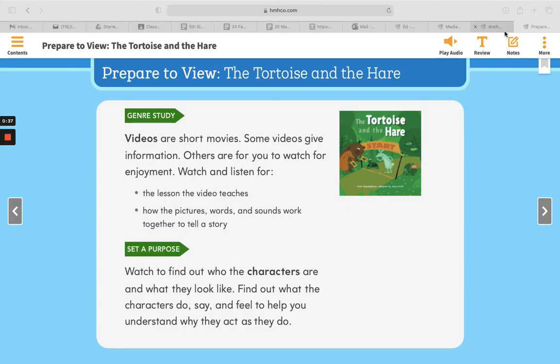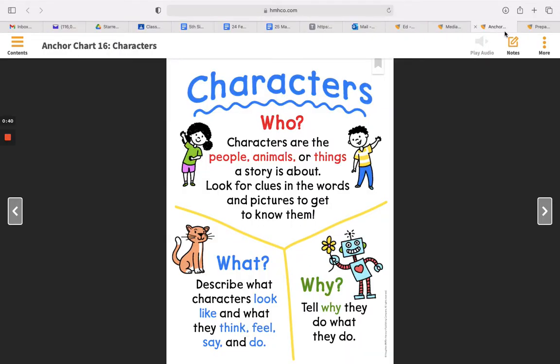Let me go to my anchor chart. So characters, those are who in the story. They're people, animals, or things. In this story, they're going to be animals. A tortoise is like a turtle and a hare is a rabbit. That's who this story is going to be about.